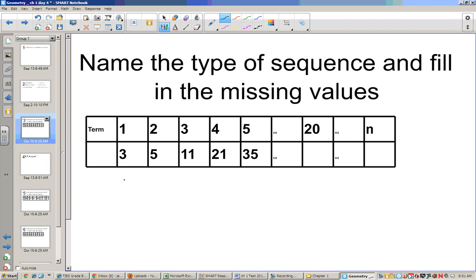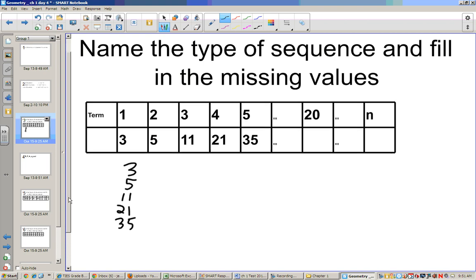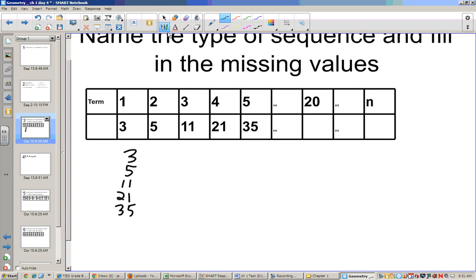So now what I like to do is I like to write this vertically, because it helps us keep this in order a little bit better. So the first thing I want to do is find the differences. Between 3 and 5 I go up 2. Between 5 and 11 I go up 6. Between 11 and 21 I go up 10. And between 21 and 35 I go up 14.